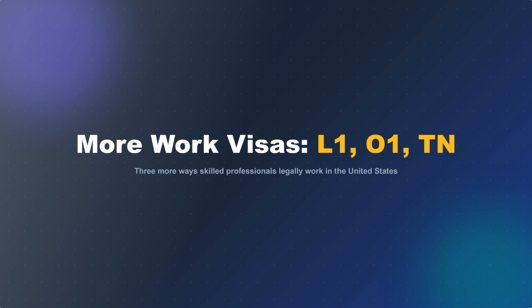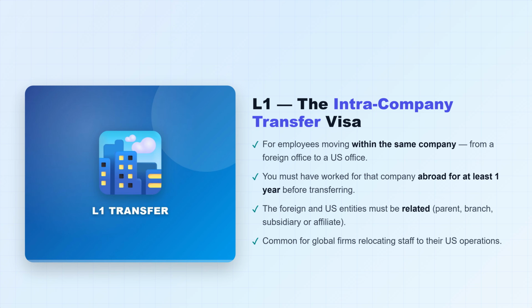Now let us move to 3 more work visas, the L1, the O1, and the TN. These are 3 more ways skilled professionals can legally work in the United States, each with its own special purpose. They are less famous than the H-1B, but for the right person, they can be far easier and faster routes to working in America. First, the L1, the Intracompany Transfer Visa.